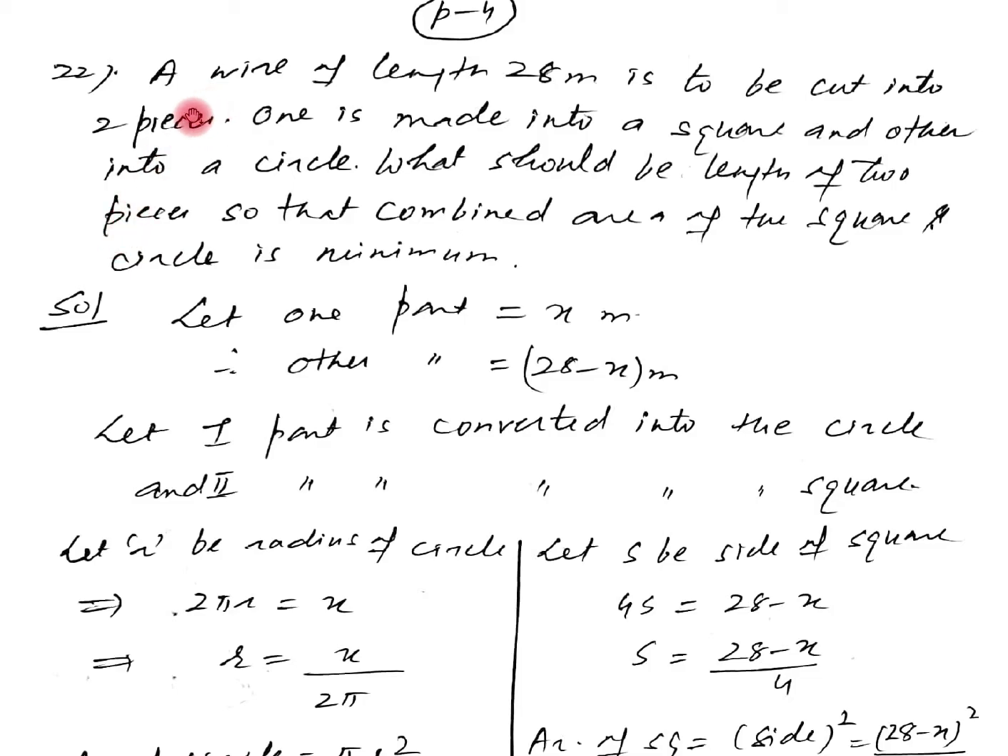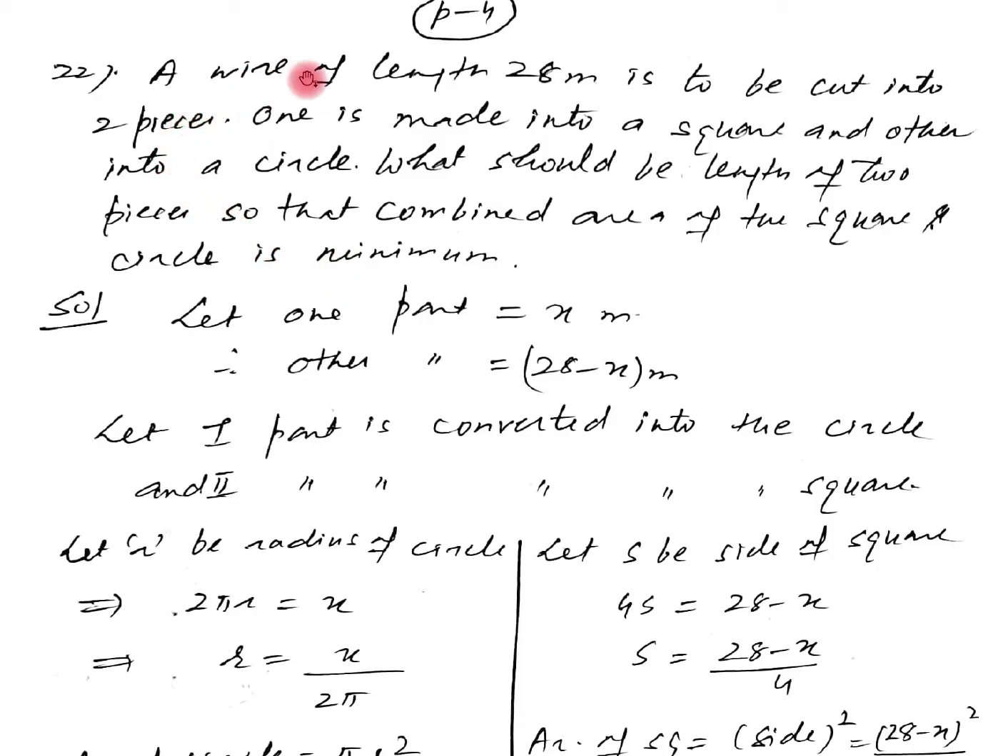Now the question is very interesting. A wire of length 28 meter is to be cut into two pieces. One is made into a square and the other into a circle. What should be the length of the two pieces so that the combined area of the square and the circle is minimum? Minimum is here, it means the second derivative should be positive.